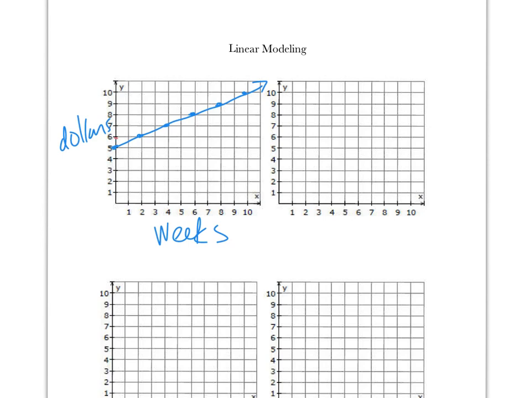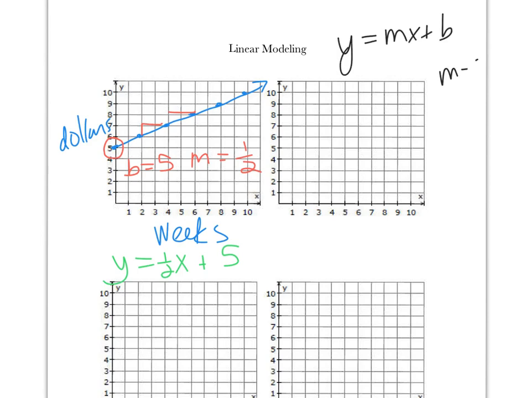Now, notice that our starting point is 5. We're going to interpret that as b equals 5. And remember that we went up $1 every 2 weeks. That, in essence, is our slope, which would be 1 over 2. So to write the equation of this linear model would look something like y equals 1/2 x plus 5, because remember we're always using this equation y equals mx plus b, where m is the slope and b is the y-intercept or the starting point.